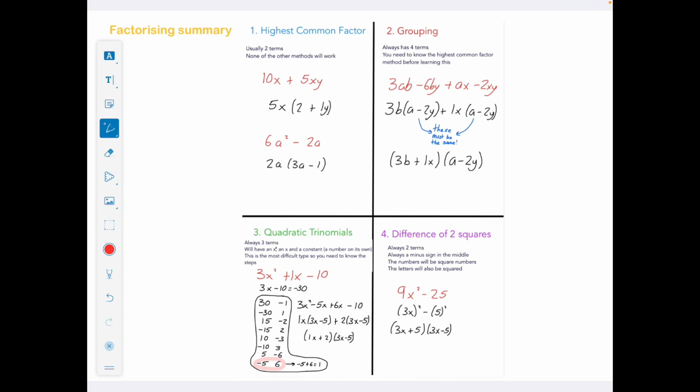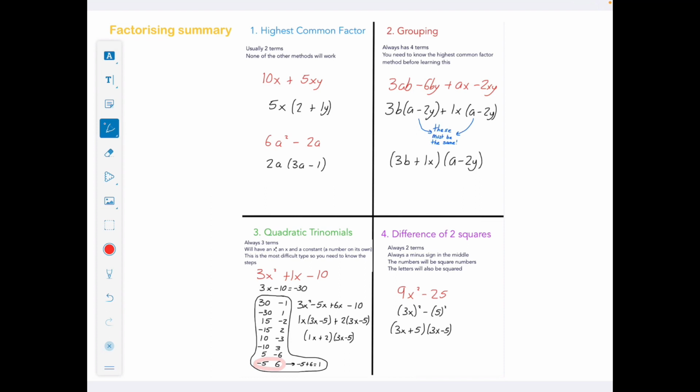Now, moving on to factorizing. So on the junior cycle course, there's 4 different types of factorizing. Now, the question won't tell you which one to use. So the question will just say factorize whatever. Then you need to decide if it's highest common factor, grouping, a quadratic trinomial, or we can just call it quadratic, or the difference of two squares.